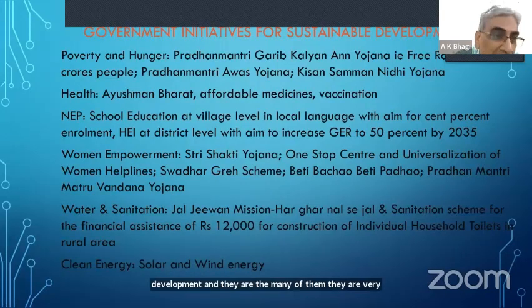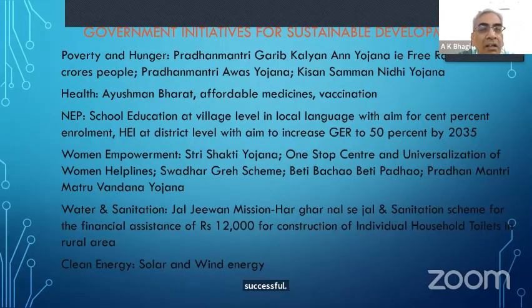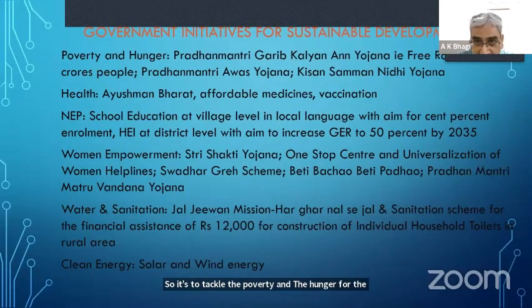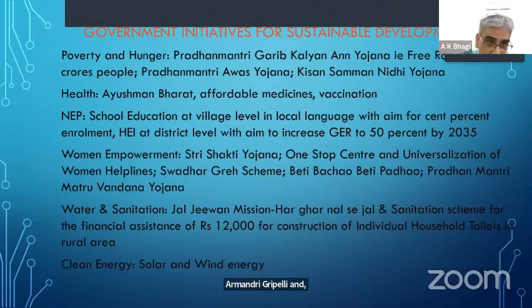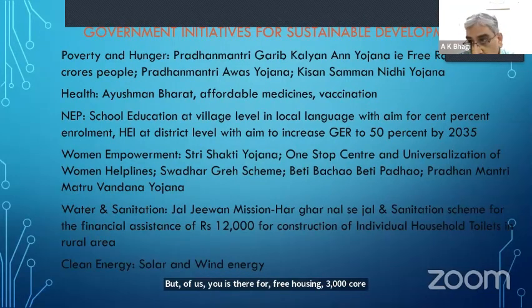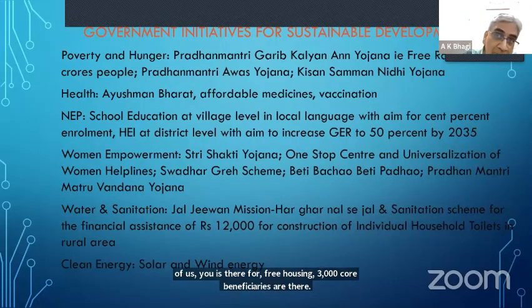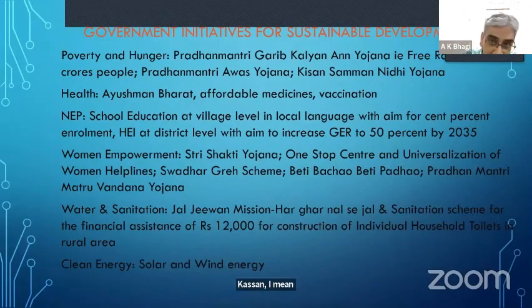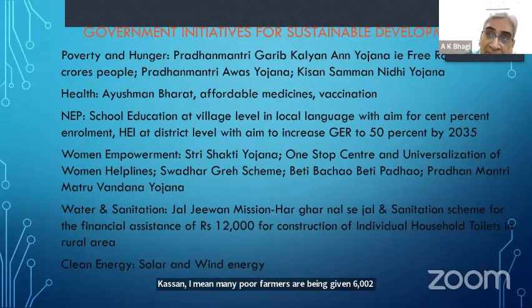So as to tackle poverty and hunger, Pradhan Mantri Garib Kalyan Anna Yojana is there for free ration for 80 crore people. Pradhan Mantri Awas Yojana is there for free housing, with 3 crore beneficiaries. Kisan Samman Nidhi Yojana is there. Many poor farmers are being given 6,000 rupees a year, and that helps them to buy at least seeds and to arrange water for irrigation.